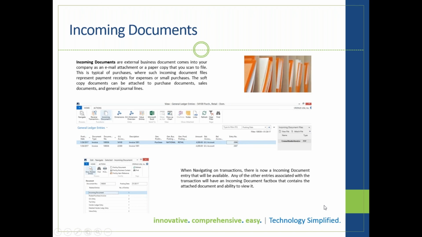If you choose to attach this before you've posted it, this incoming document follows the posted entry, and when you drill down on the general ledger entry, you'll be able to view it from the posted entry as well. You'll also find on your posted entries, when you navigate on it, if you've attached an incoming document, there's going to be another line on your navigate screen just indicating that there is a document there.